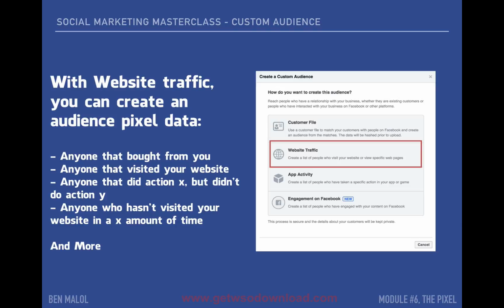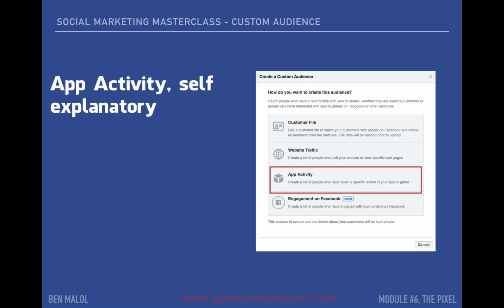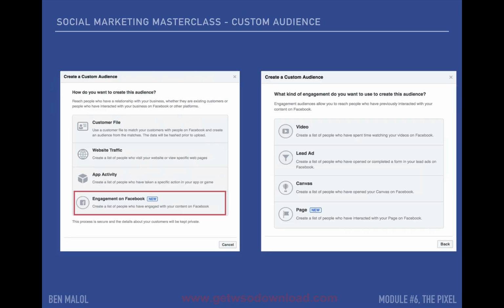So you create the audience, and let's say anyone that bought from you. So you create the website traffic out of, let's say, the purchase pixel, okay, and then it just builds up alone. So every time somebody buys from you, that audience gets bigger and bigger and bigger. Okay. App activity, pretty self-explanatory. Anybody that uses your app, we don't deal with apps, so I'm not going to go into that. And probably a lot of you don't as well.